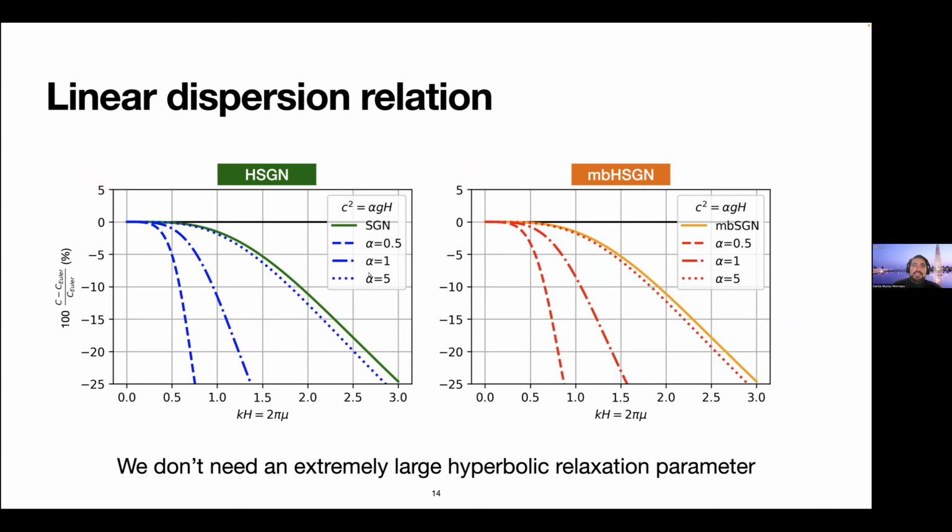Throughout this presentation, I'm going to parameterize this parameter by alpha. Whenever I say alpha equals 5, I'm roughly saying that for every step that I will take with the shallow water equations, I'm going to take 5 steps with this hyperbolic system.